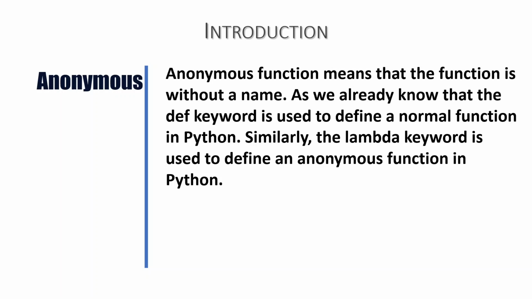As we already know, the def keyword is used to define a normal function in Python. Similarly, the lambda keyword is used to define an anonymous function in Python. In Python, we define a general function with the def keyword along with the function name, but anonymous functions don't have any name, and they are used as one line function definitions.